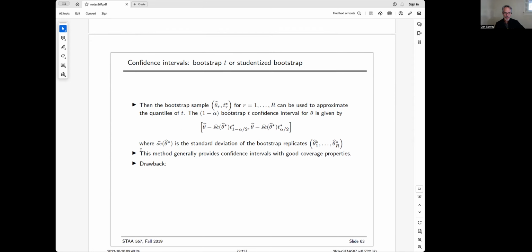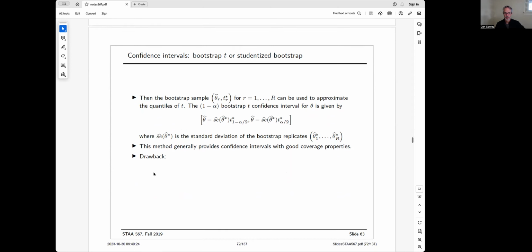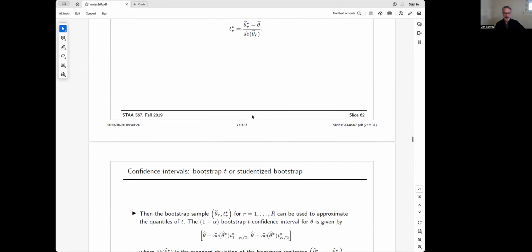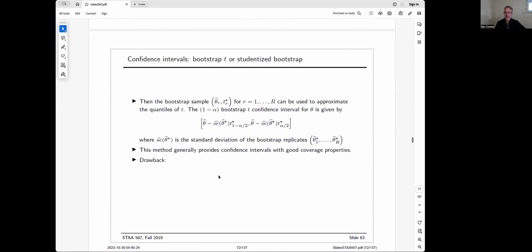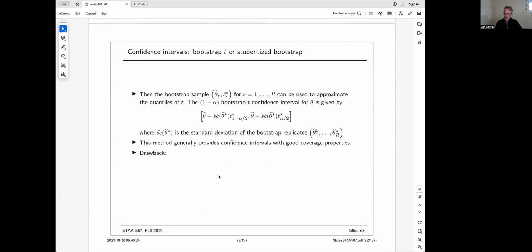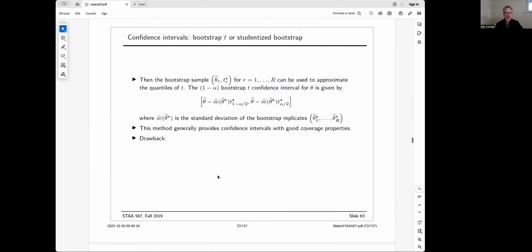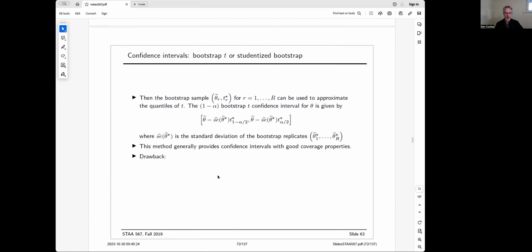As this says, this method generally provides confidence intervals with good coverage properties. The drawback is that this really can only be done for means, because we know the t distribution is the right distribution for the means. Basically, we know how to adjust for this standard error. The other drawback is we have to store not only our mean from each bootstrap sample, but the standard deviation. Okay, so let's jump back to R.